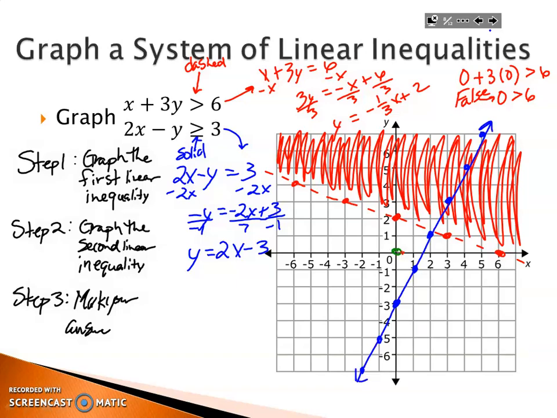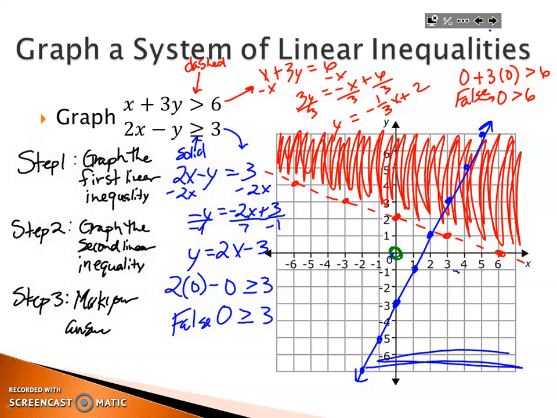Okay. What test point should I use? We'll use the best test point. We can always use 0, 0 unless the line's running through it. So I'm going to go back to my original then. That's 2 times 0 minus 0 greater than or equal to 3. 2 times 0 is 0 minus another 0 gives me 0 greater than or equal to 3. Is that true? Again, no, that would be false. So false means we shade away from the test point. So if the test point's on this side here, we need to shade away from it, which would be on this side over here.